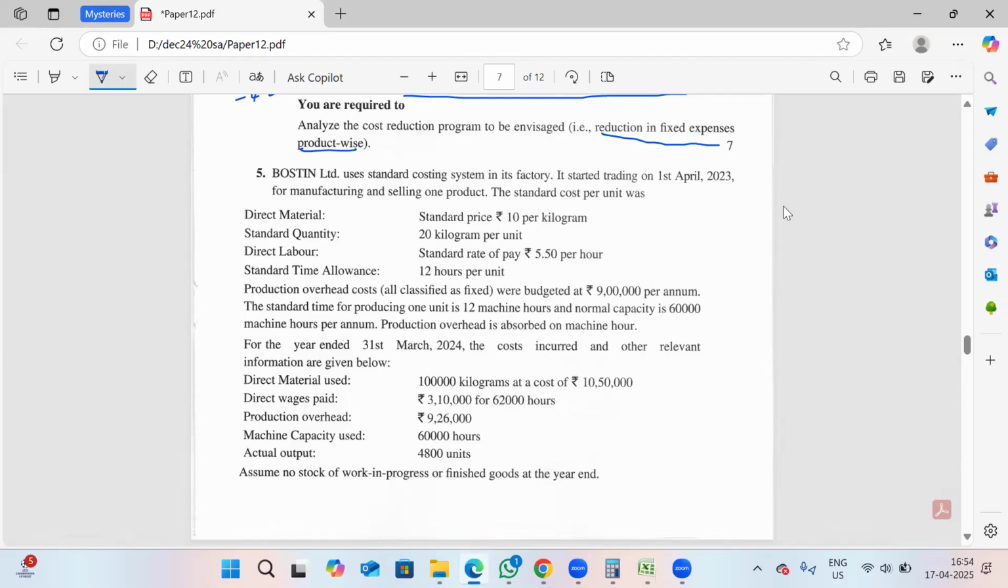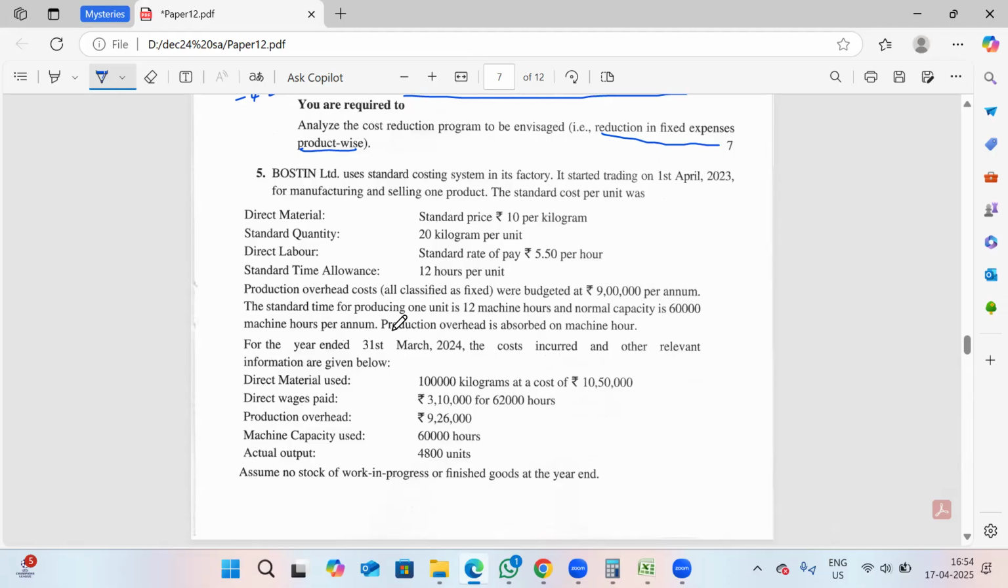So let's continue to our December 2024 management accounting question paper. Boston Limited uses a standard costing system in its factory and started trading on 1st April 2023 for manufacturing and selling one product. The standard cost per unit was: direct material, standard price 10 rupees per kilogram, standard quantity 20 kilograms per unit; direct labor, standard rate of pay 5.5 per hour, standard time allowance 12 hours per unit; production overhead cost all classified as fixed but budgeted at 9 lakh per annum.